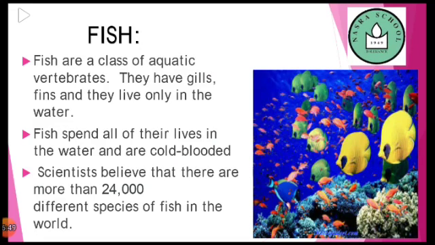Okay, next we have fishes. Fish are class of aquatic vertebrates. They have gills, fins, and they only live in the water. Fish spend all of their life in water and are cold-blooded. Scientists believe that there are more than 24,000 different species of fishes in the world.